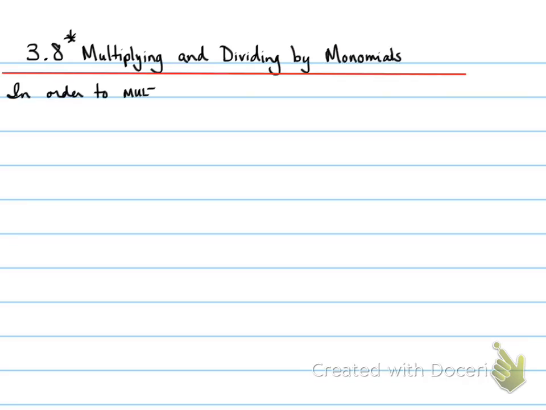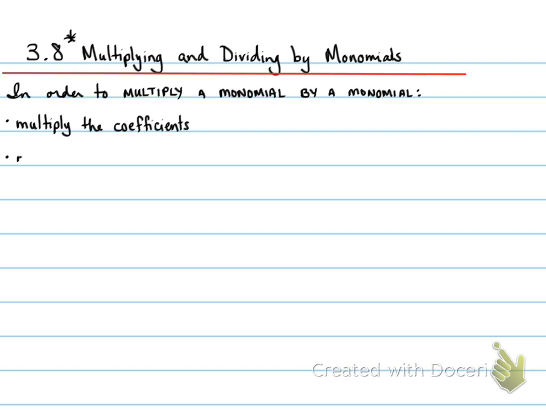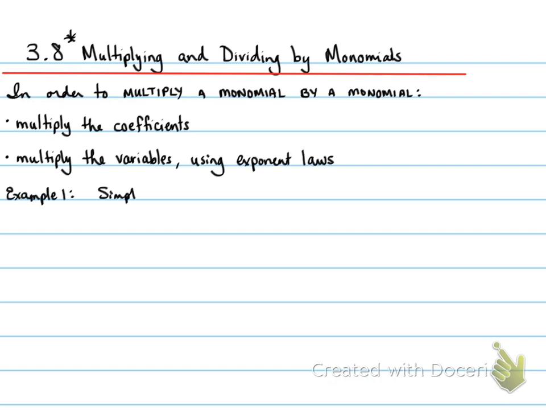All right, 3.8. Multiplying and dividing by monomials. In order to multiply a monomial by a monomial, you need to multiply the coefficients, multiply the variables using exponent laws, and an example to show that we will see here. Example 1.